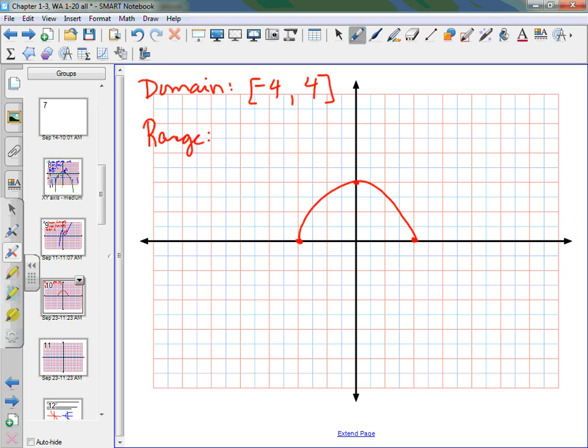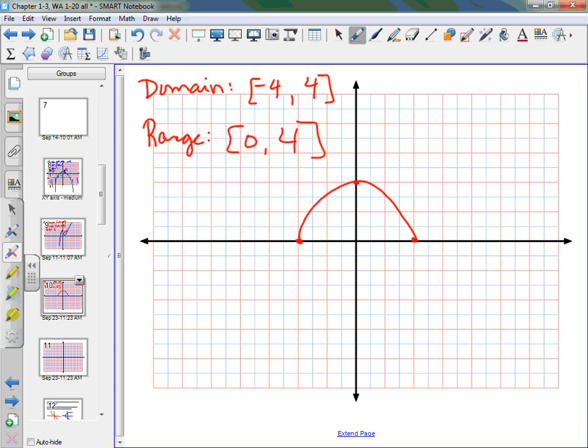My range. Where does it start? It starts at 0 because look, I don't have any graph below 0, do I? I don't have any graph below 0. So therefore, it starts at 0, and then where does it end? It ends at 4, and it can be that.